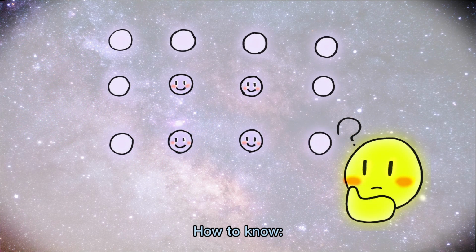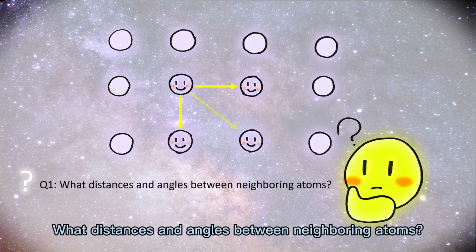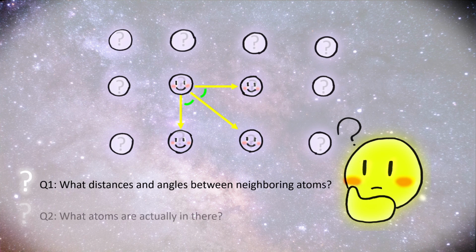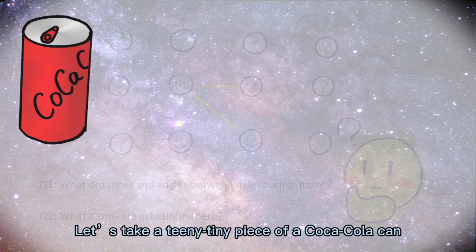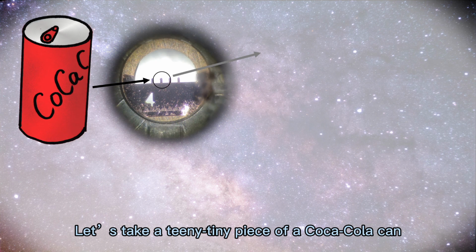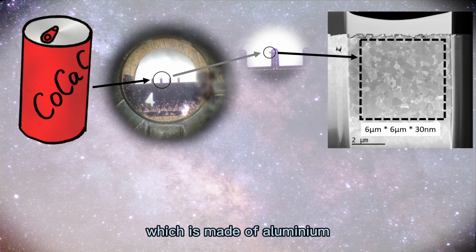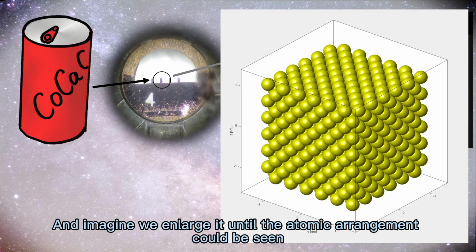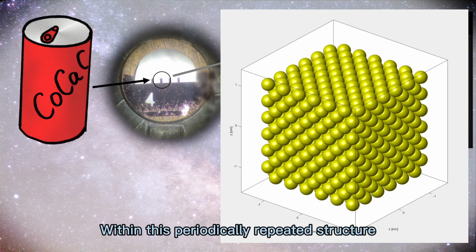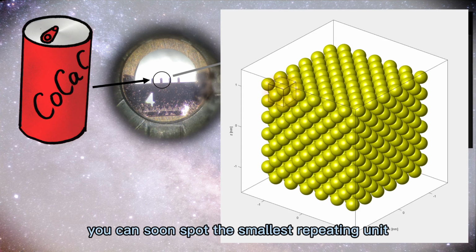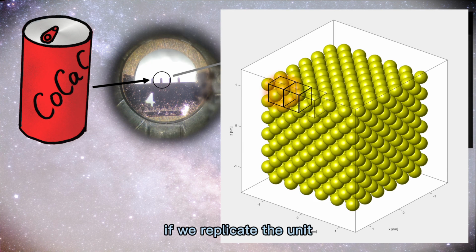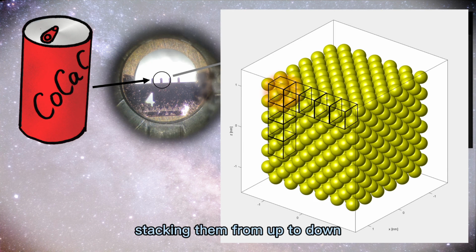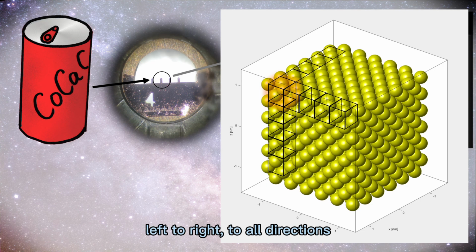Then, questions. How to know what distances and angles between neighboring atoms? And what atoms are actually in there? Let's take a teeny tiny piece of a Coca-Cola can, which is made of aluminum. And imagine we enlarge it until the atomic arrangement could be seen, just like this. Within this periodically repeated structure, you can soon spot the smallest repeating unit. That is to say, if we replicate the unit, stacking them from up to down, left to right, in all directions, we will get the same structure as shown.